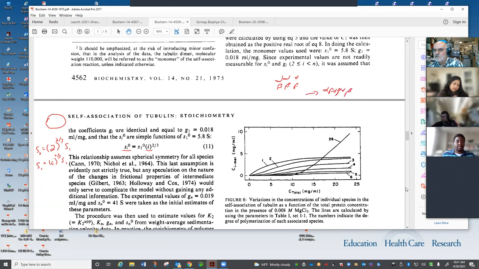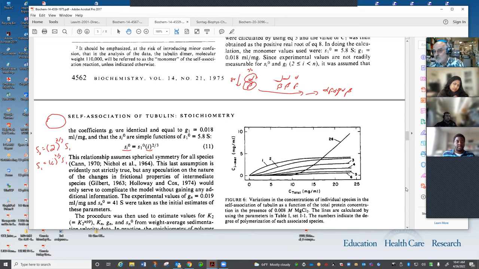This is what they do. And clearly this is more or less a sphere. It's actually 80 angstroms by 40 angstroms, so it's already not a sphere, but this is definitely not a sphere. And so we're already making a mistake by using n to the 2/3.